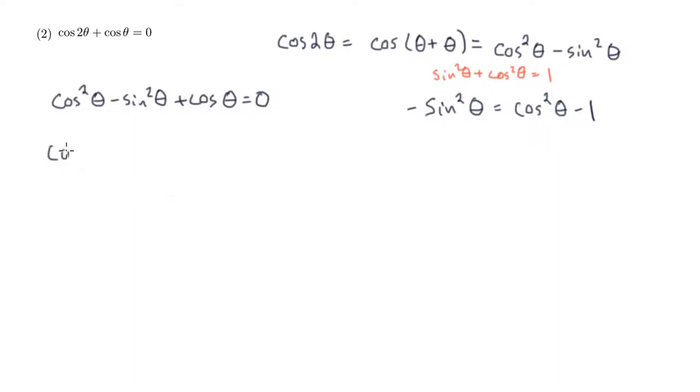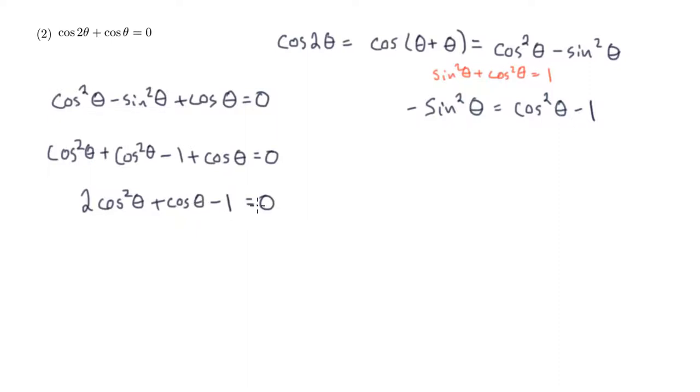So I have cosine squared theta plus, because I absorbed this minus, cosine squared theta minus 1 plus cosine theta. Or in other words, 2 cosine squared theta plus cosine theta minus 1 equals 0. Okay, so why did I do all that work? Is this really so much better than what I started with?